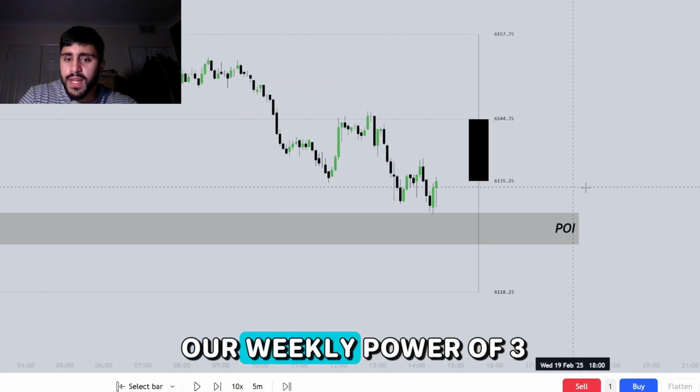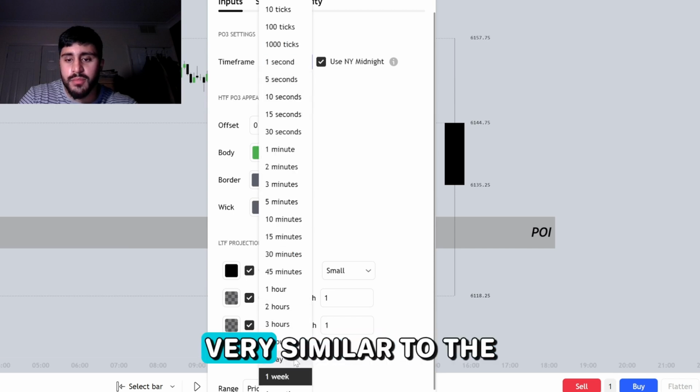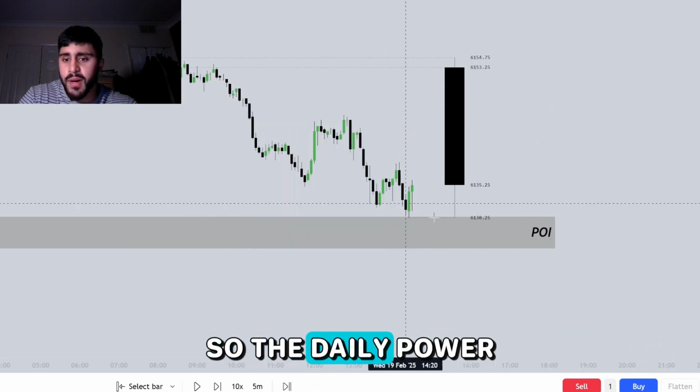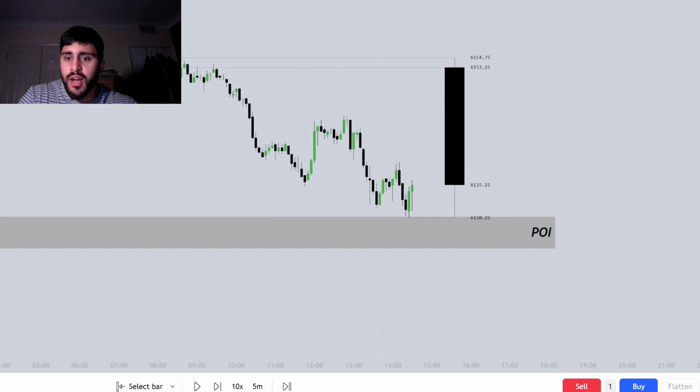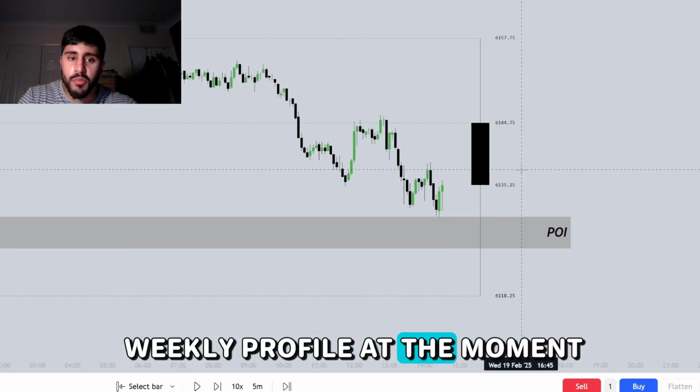So again, this is our weekly power of three. And notice how the weekly power of three for Tuesday is very, very similar to the daily power of three. So the daily power of three is of course bearish. And we also have price giving us a bearish weekly profile at the moment.